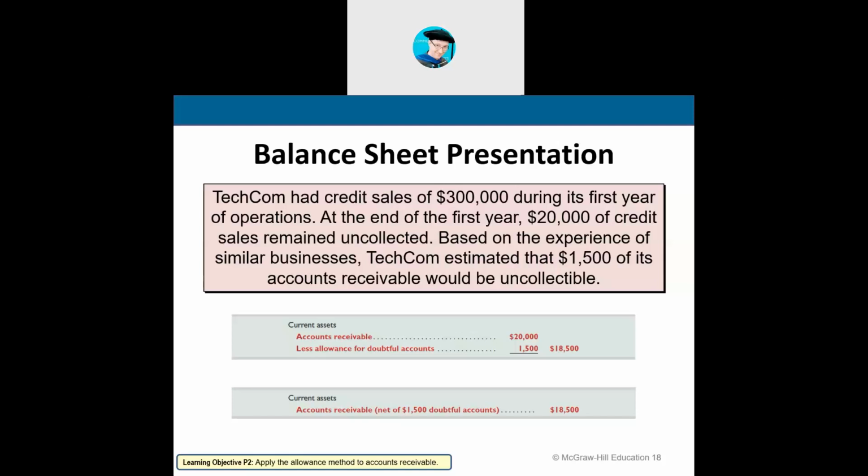It's simply a method for us to reduce our accounts receivable without actually touching the accounts receivable account. It is a contra account to accounts receivable, the allowance for doubtful accounts. It holds a negative balance. So we take our accounts receivable minus our allowance for doubtful accounts to give us our total accounts receivable.